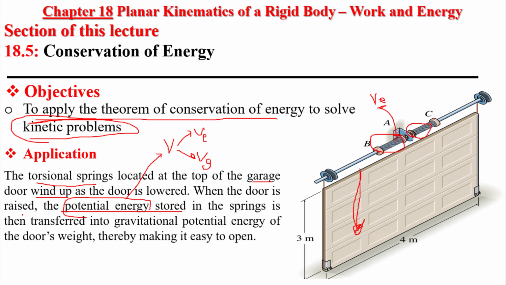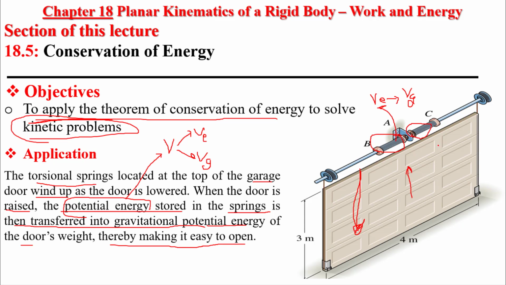When the door is raised, there will be an energy transfer from one shape to another. So the potential energy stored in the spring is then transferred into gravitational potential energy. The whole door rises upward, and the energy is converted from elastic to gravitational, which is the door's weight, into gravitational potential energy, the door's weight, thereby making it easy to open.